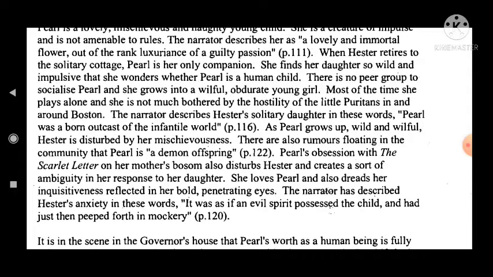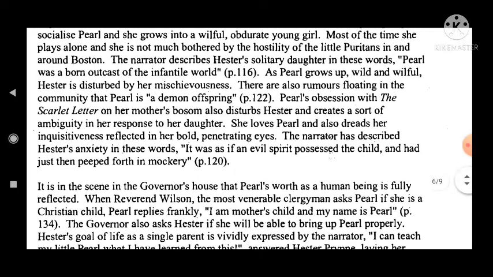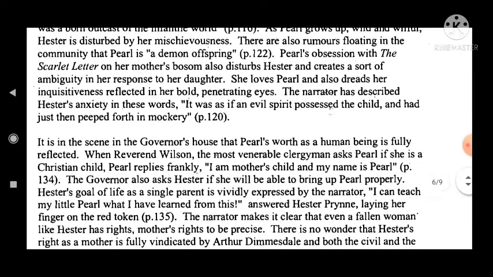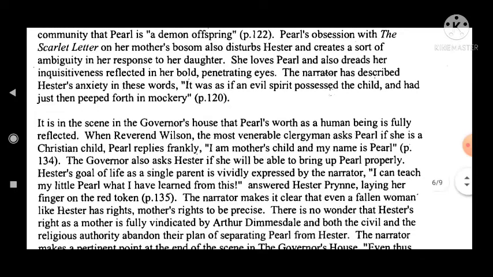Most of the time she plays alone, and she is not much bothered by the hostility of the little Puritans in and around Boston. The narrator describes Hester's solitary daughter in these words: Pearl was a born outcast of the infinite world. As Pearl grows up wild and willful, Hester is disturbed by her mischievousness. There are also rumors floating in the community that Pearl is a demon offspring. Pearl's obsession with the Scarlet Letter on her mother's bosom also disturbs Hester and creates a sort of ambiguity in her response to her daughter.